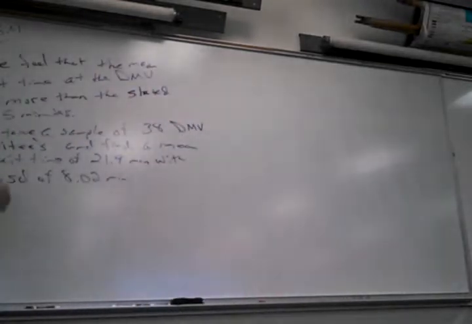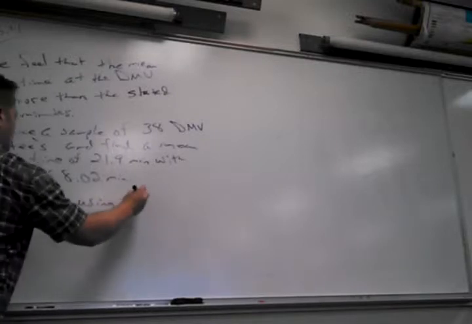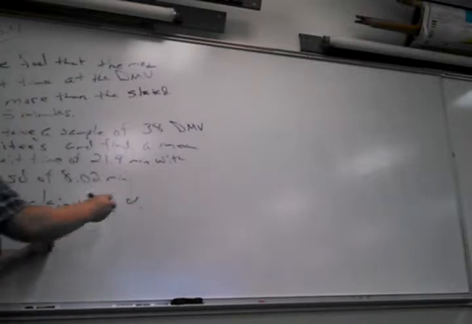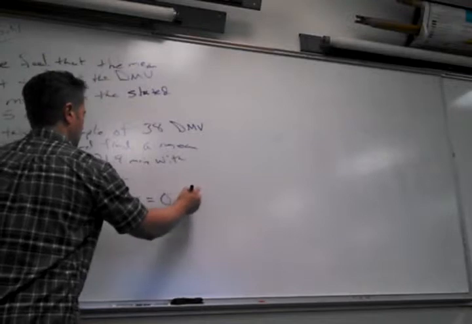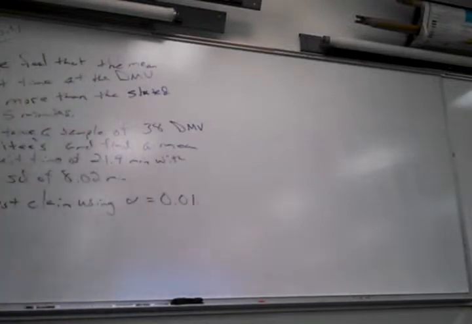So test the claim using alpha equal to 0.01. So we feel that the mean wait time of the DMV is more than the stated 15 minutes. We take a sample of 38 DMV waitees and find a mean wait time of 21.9 minutes, with a standard deviation of 8.02 minutes. So we want to see, is this enough evidence to back up our claim that it's more than this?